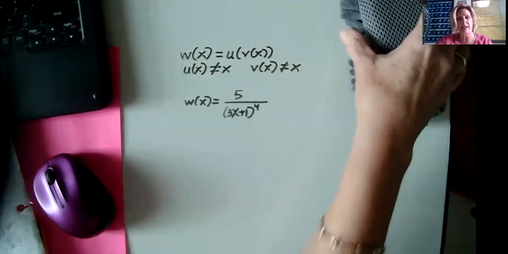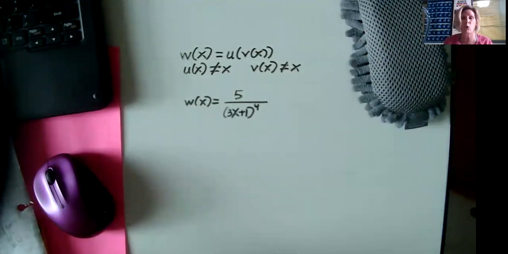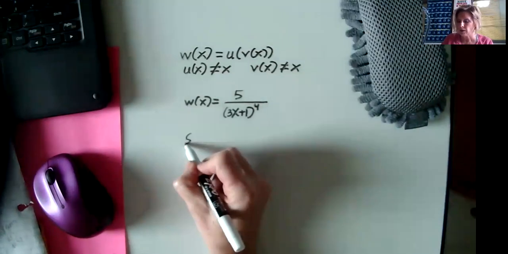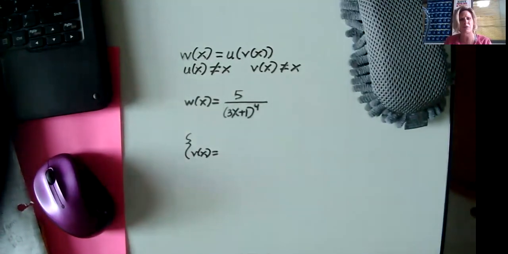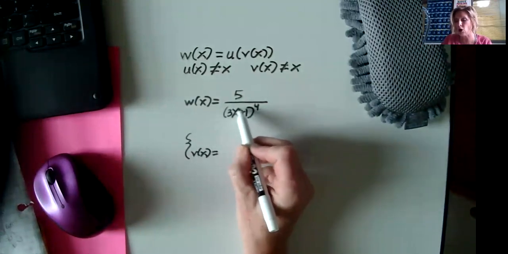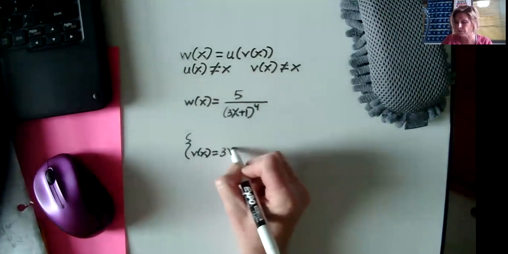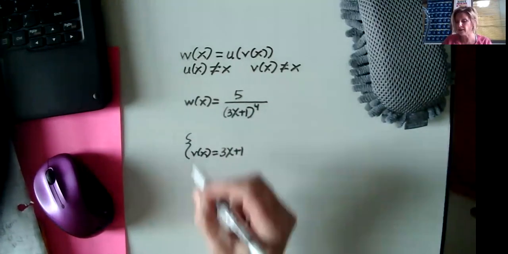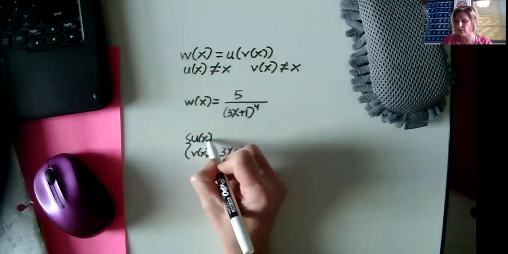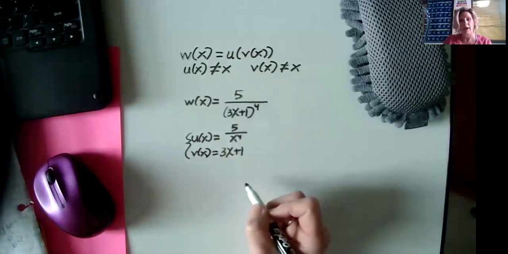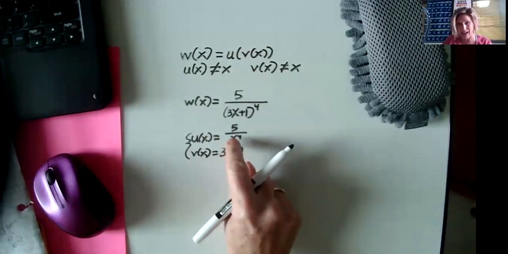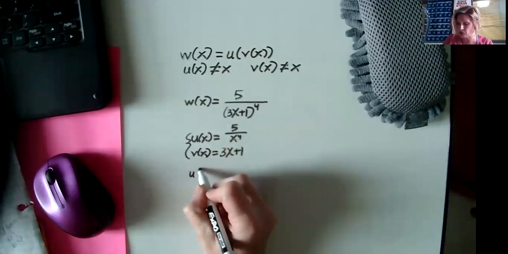Here is another example, and I want you to come up with more than one pair. So I want you to come up with at least 2 pairs. So does anybody have an idea for what the interior function could be? You don't have to do the interior function first, but that seems to be the easiest thing for me. So I might say the interior function is all of 3x plus 1. Well, if you did that, would you recognize that U of X would have to be 5 over X to the 4th?